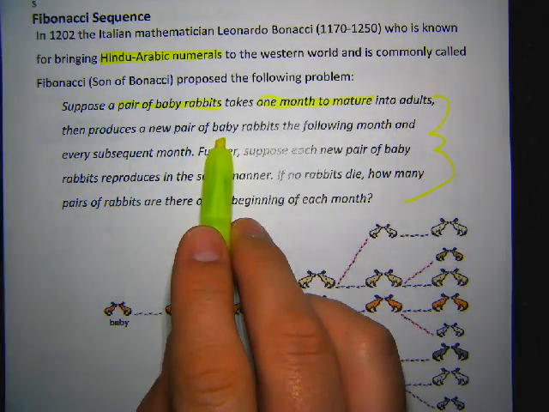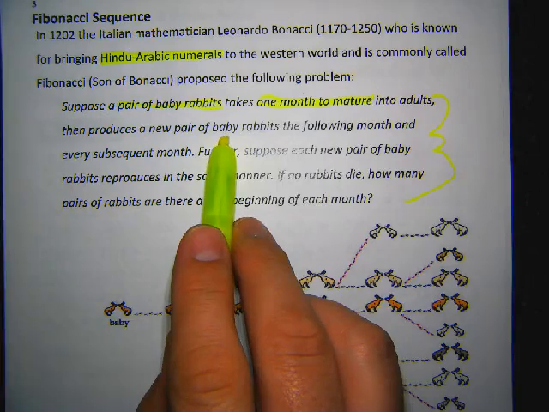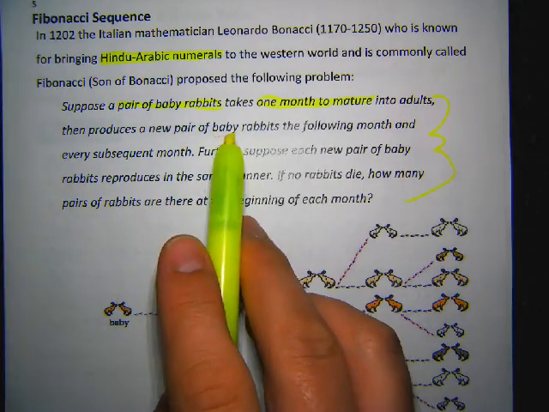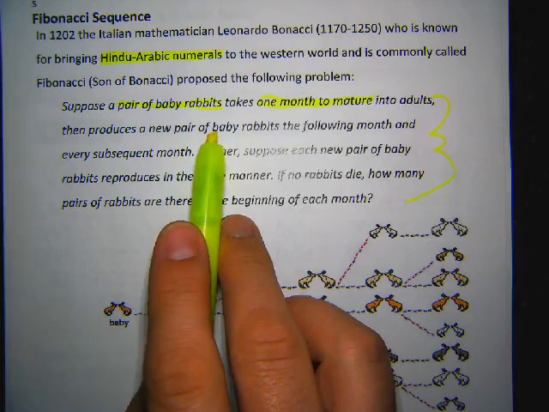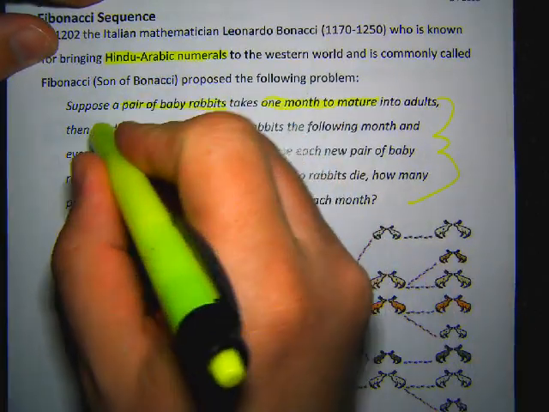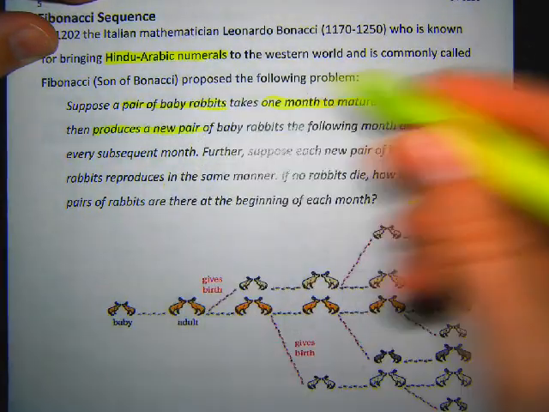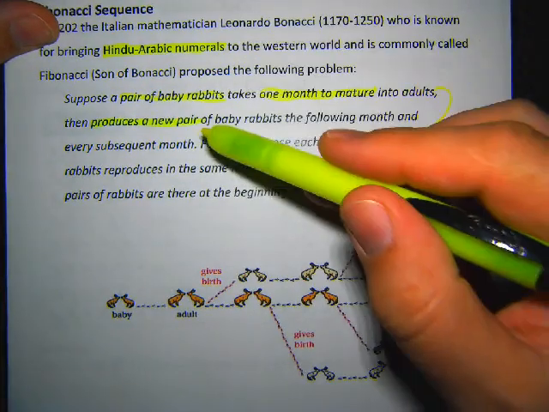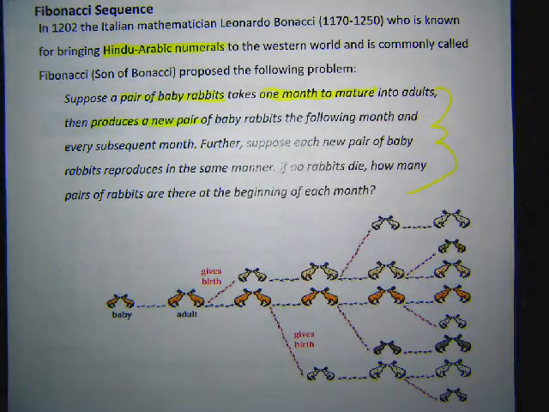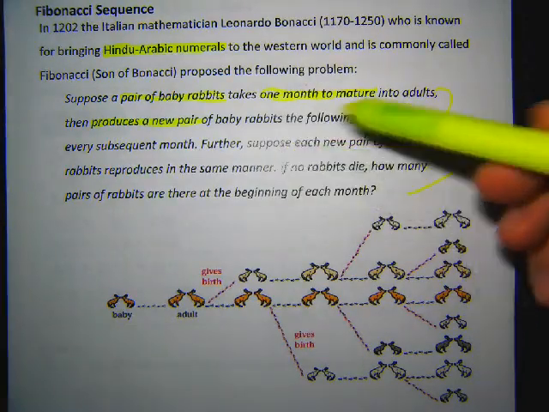In real life, that's silly because rabbits are going to have sometimes 5, sometimes 3, sometimes 1. They're going to have a litter, not just like 2. But we'll just pretend that every time they produce a new pair each month and every subsequent month. So just like clockwork, every month they'll have babies, 2 babies. And they'll always be a boy or girl, or that's what we'll assume.